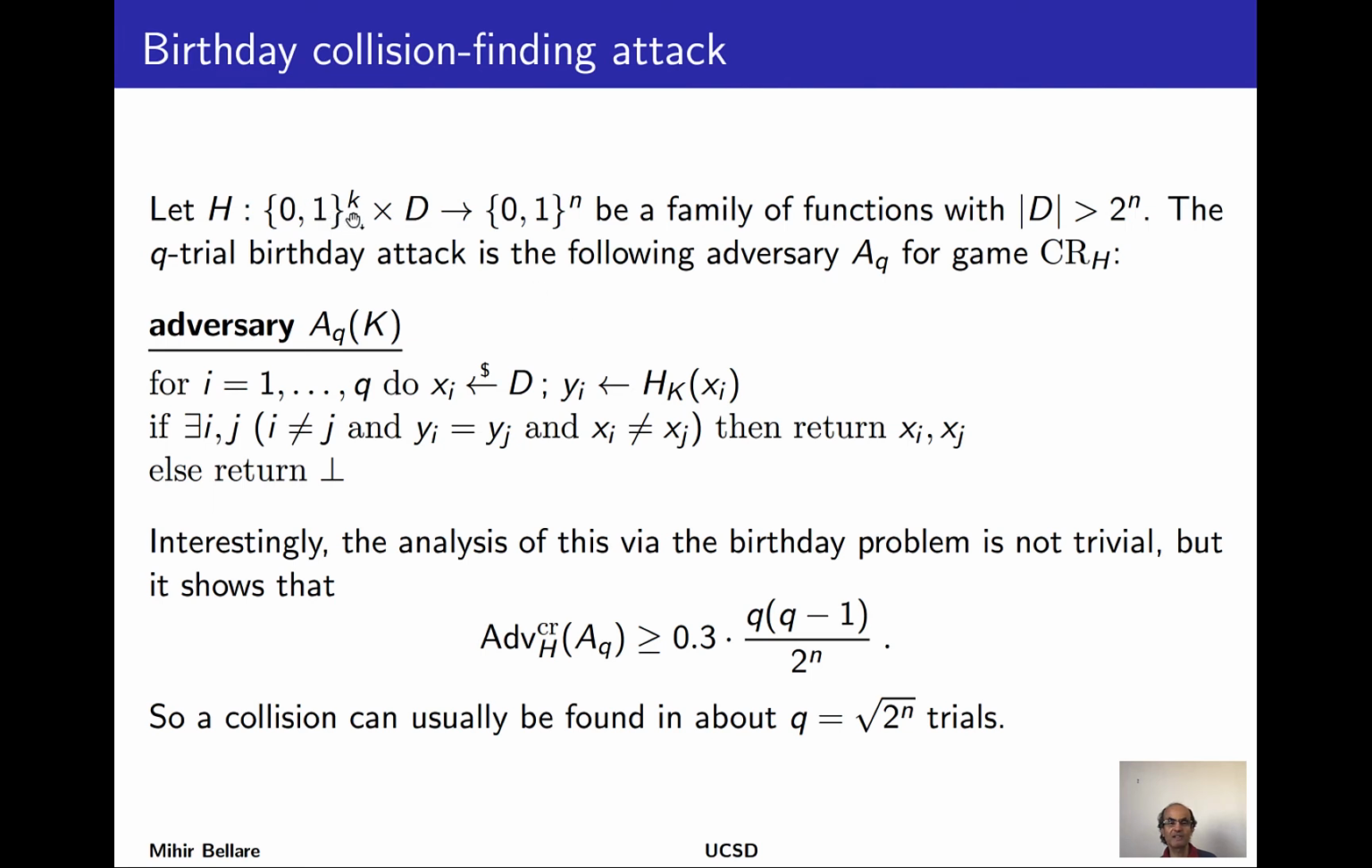So let's fix our hash function. It has k-bit keys, inputs from some domain D, outputs of length n, and the domain is assumed to be larger than the range. The attack is parameterized by a number q called the number of trials. So we think of an adversary associated to this number q. Remember, it gets the key as input. How does it proceed? It picks q inputs, let's say at random, from the domain. And then it just hashes all of those. So now it has q hash values. And it simply sees whether within those q hash values, some two are the same. So it tries to find a pair i and j such that the outputs yi and yj of the hash function are the same, but the inputs are not. And if that's the case, xi, xj is a collision. If you found it, good, you win. Otherwise, you just return a fail symbol.